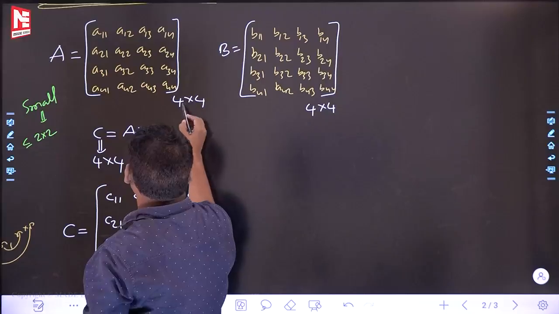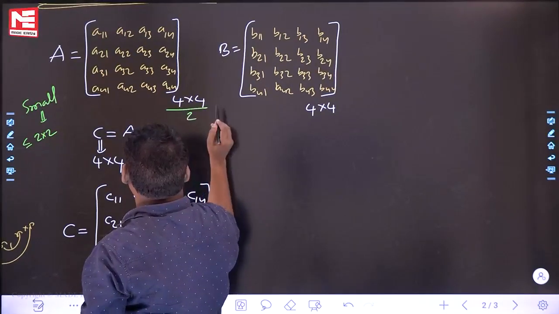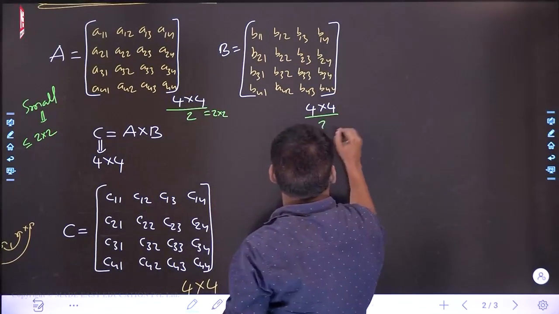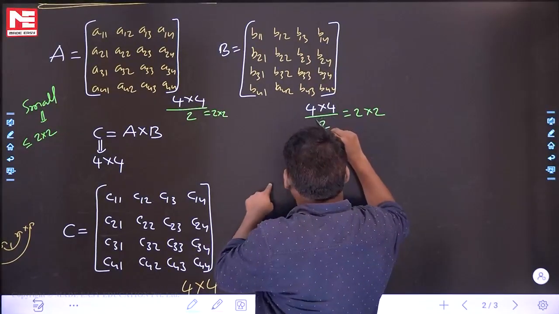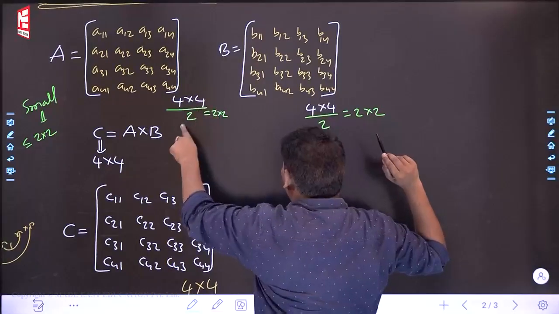I am dividing. See, this is the way of division. Just go to the first matrix, 4 by 4, divide by 2. It became 2 by 2. Again this also divide by 2, it became 2 by 2. Some people are asking, what is the meaning of dividing by 2? When you say divide and conquer, you have to divide. When you say divide by 2, it became 2 by 2.